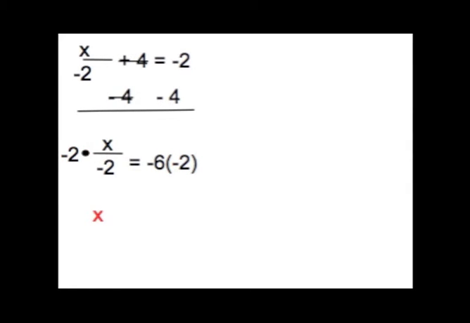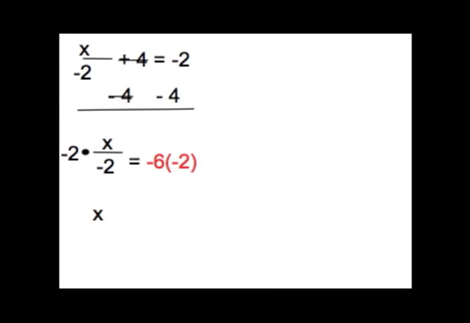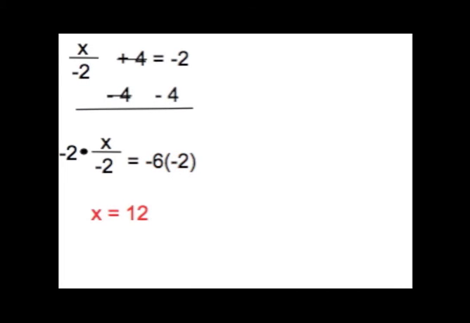On the left side of the equation, multiplying by -2 and dividing by -2 will cancel one another out, so we are left with just x. On the right side, -6 times -2 is 12. So we have successfully isolated x and determined that its value is 12.